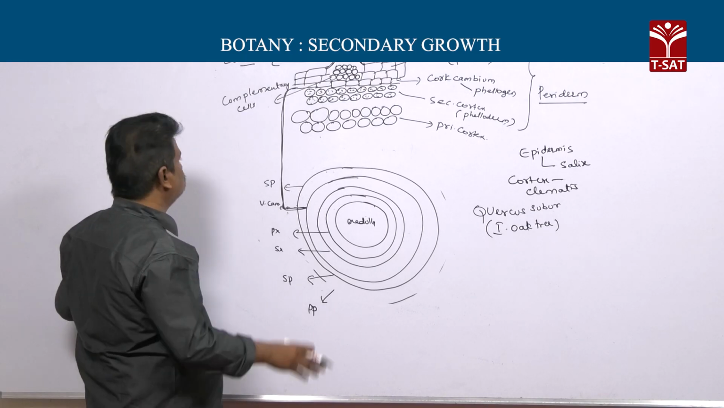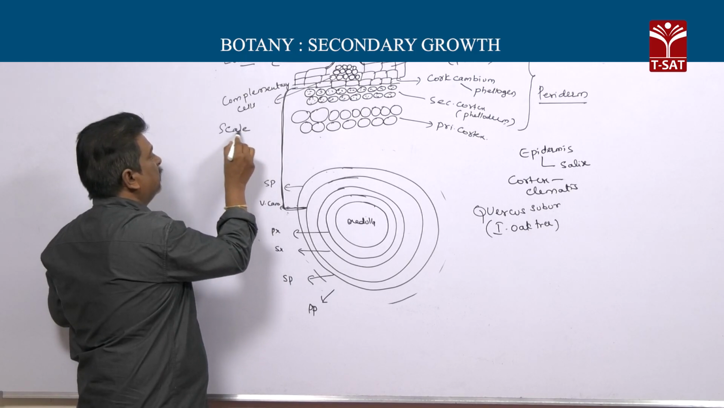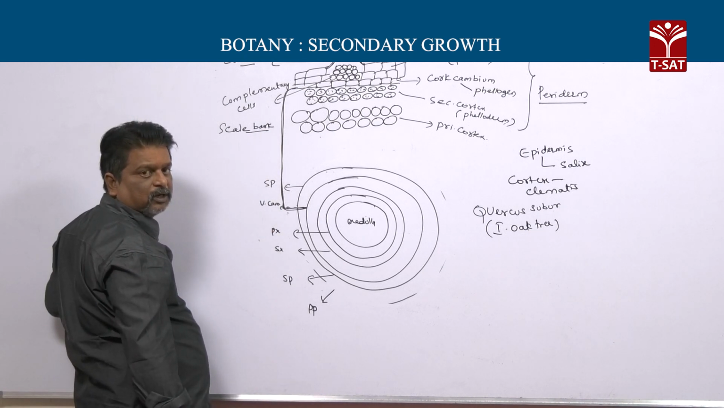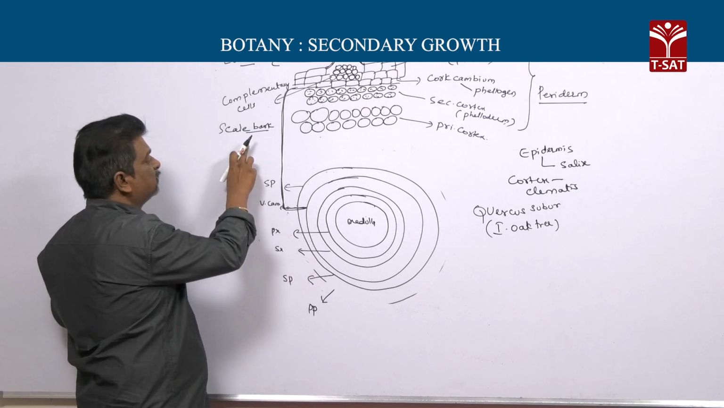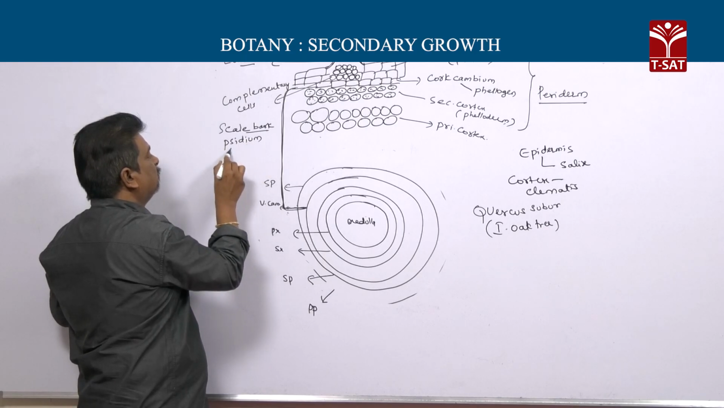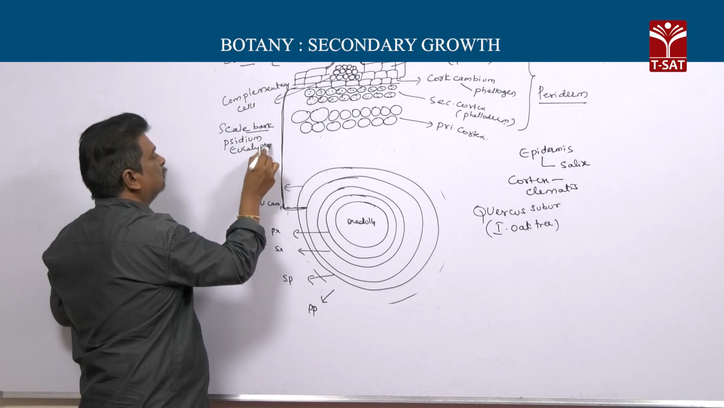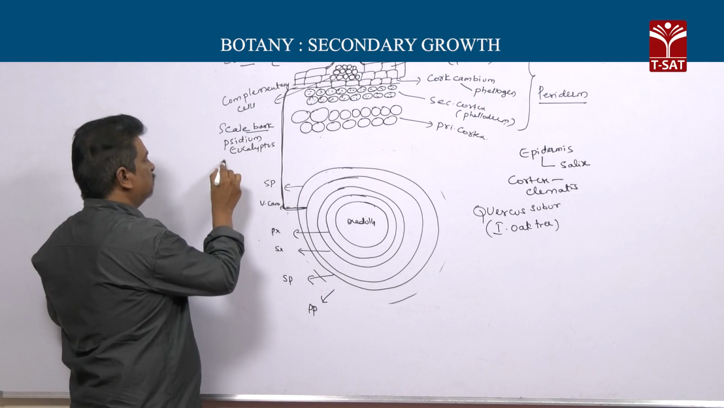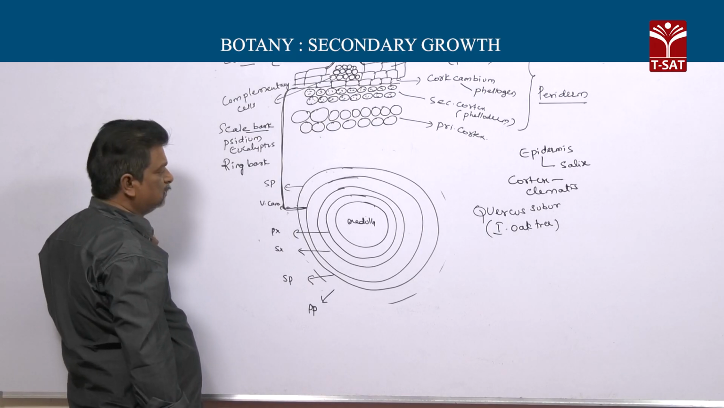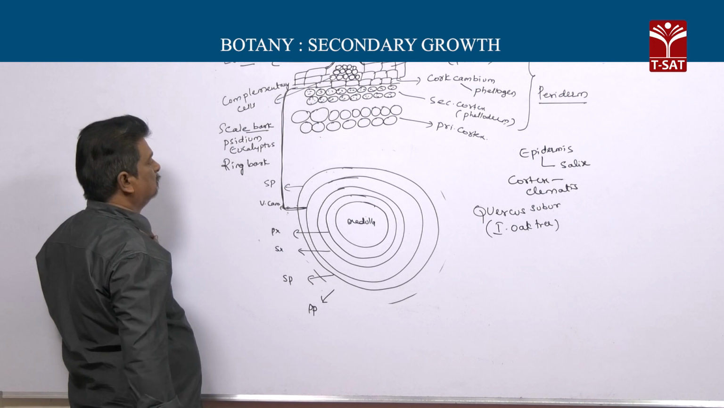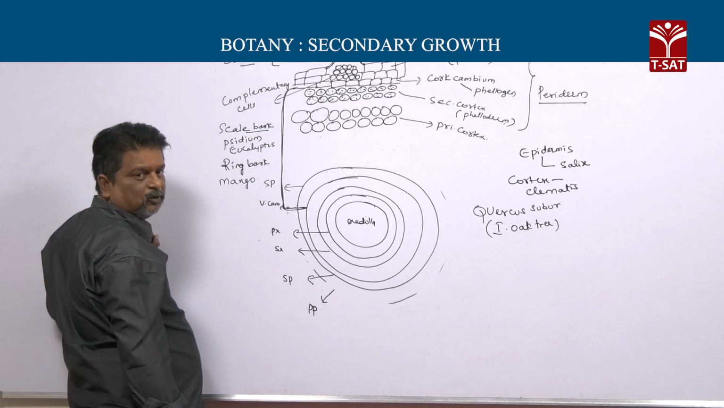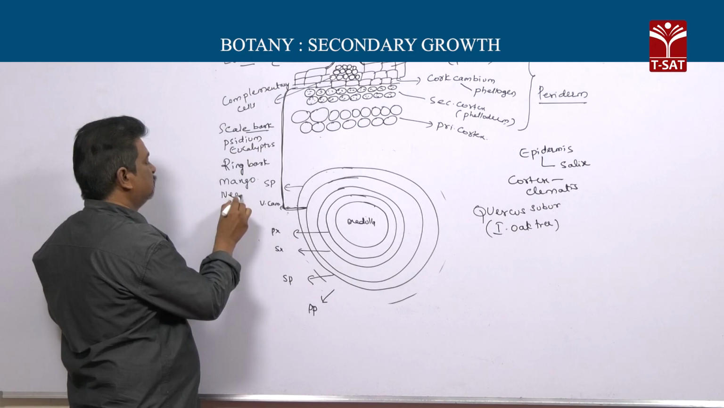Then bark is of two types. One is scale bark, where bark is removed as scales. Examples for scale bark are guava and eucalyptus. The next one is ring bark, where bark is removed as rings. Examples for ring bark are mango and neem.